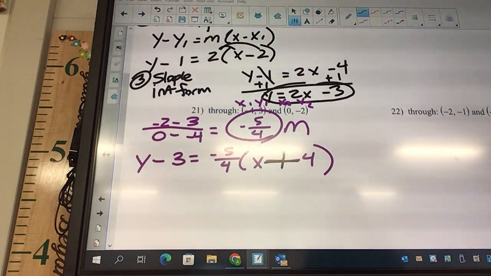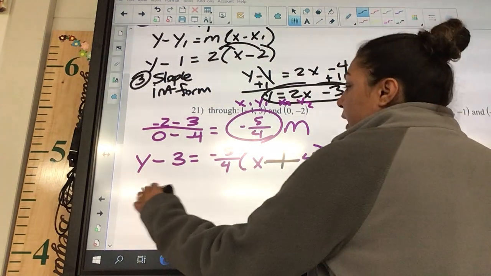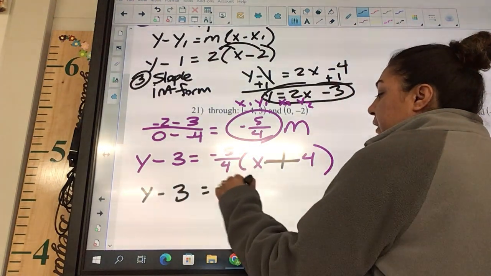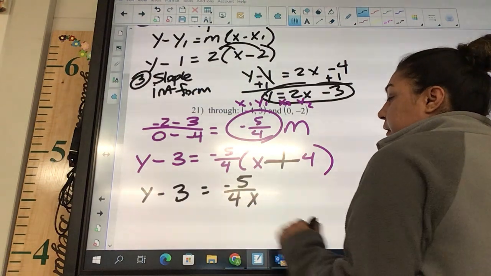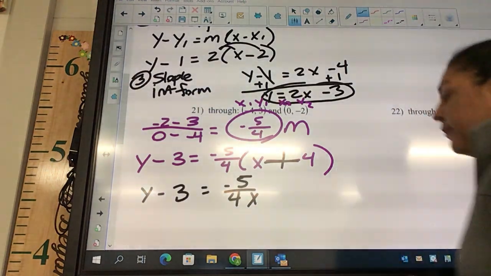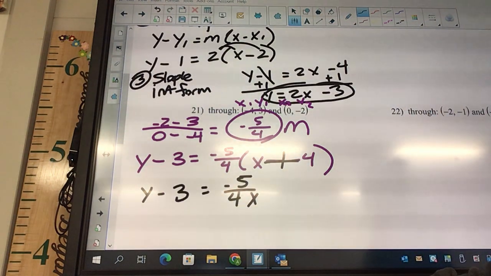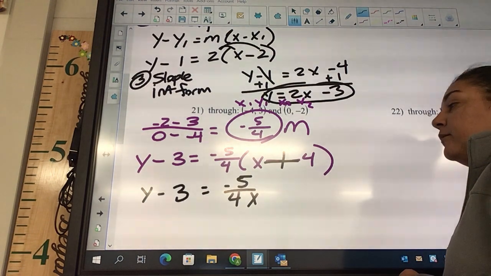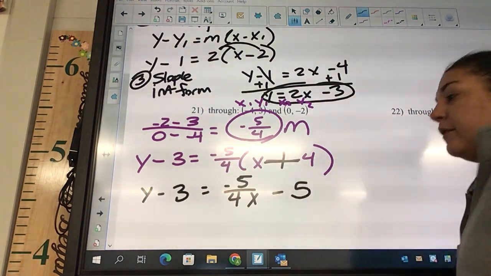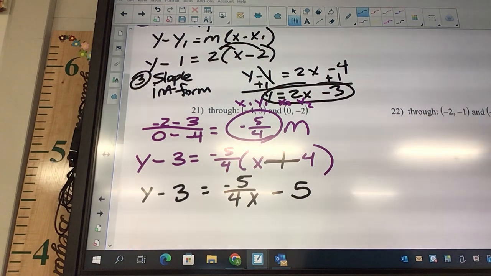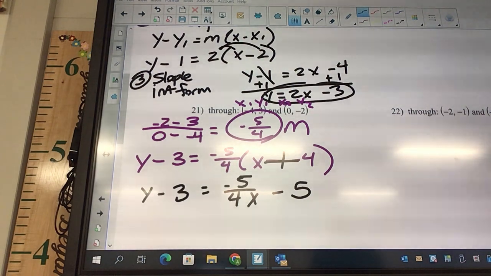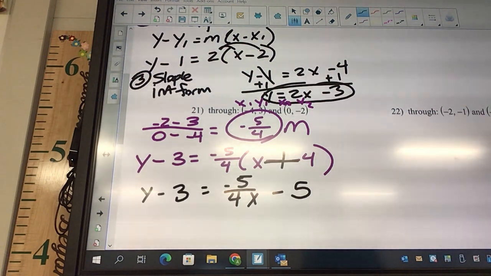Distribute. I got y minus 3 equals -5/4x. What is -5/4 times 4? -5. Okay, then what? Add 3.